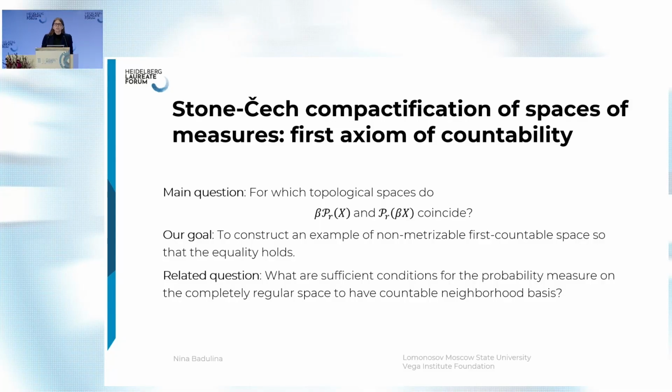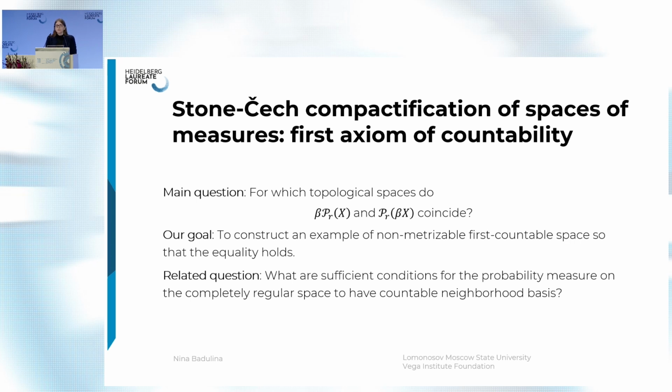The question about the coincidence of the Stone-Čech compactification of the space of Radon probability measures on a completely regular space and the space of these measures on the compactification of a completely regular space arose this year in the research seminar held by my scientific advisor, Professor Bogachev, in relation to the optimal transport problem.